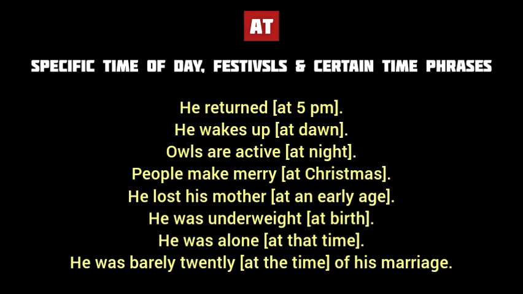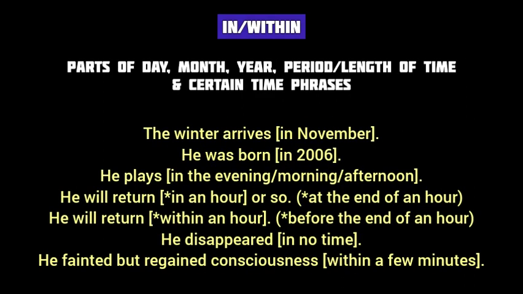"He was alone at that time." "He was barely 20 at the time of his marriage." In these two sentences, the expressions at that time and at the time indicate short periods of time. So the preposition at has been used in these phrases. In and within are also used as prepositions of time.